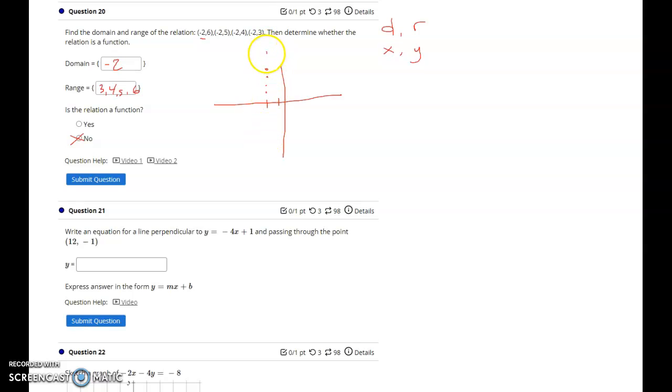What that means is if we draw a vertical line, we're going to hit more than one point, and that means this is not a function. So two ways: you can either just try to remember no repeating x's, or it has to pass the vertical line test, which this does not, and so this one is not a function.